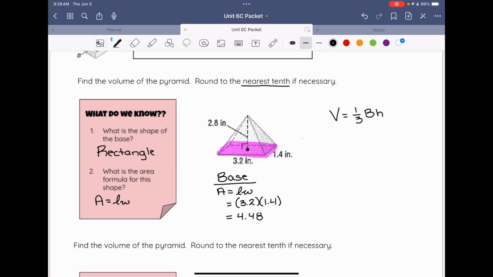I'm going to take that and plug it in for B. Another way to do this as well is that I can rewrite, instead of my capital B, I can plug in that formula, length times width times height. Since we calculated it though, I am just going to plug it in. So 4.48 times the height, and remember, it has to be a vertical height. So notice that this dot is right in the middle of our base and goes straight up to the top, the vertex of our pyramid. So times 2.8.